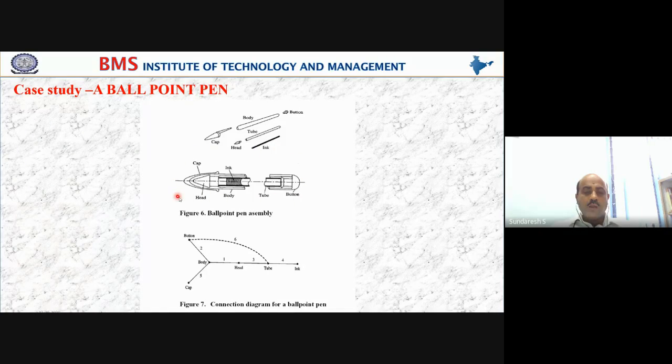Okay, so now they have written the connection diagram for the ballpoint pen also. Look at here, the connection diagram they have written. I think you can understand this. So this is the body, head, tube, ink, and the button and the cap. Is it clear, my dear students? So I'm just showing how you can apply the concept of DFM. Okay, so this is how generally we start.